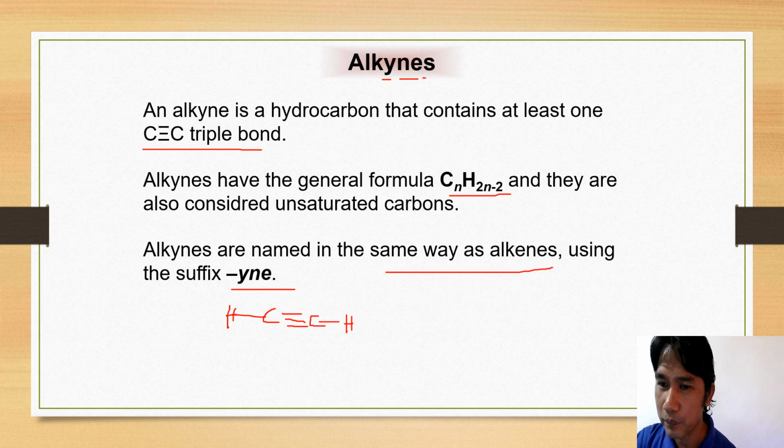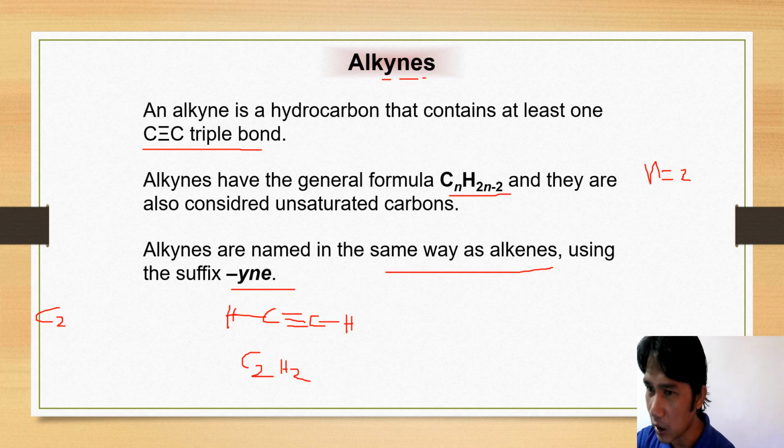So therefore, we can only put one hydrogen on each. The molecular formula is C2H2, following the formula CnH2n-2. I said earlier that n is the number of carbon atoms. So if we multiply 2 times 2 is 4, but we subtract 2, that's why it is C2H2.